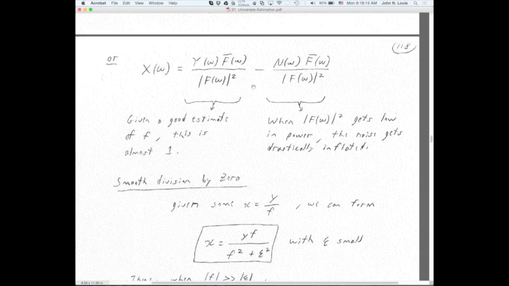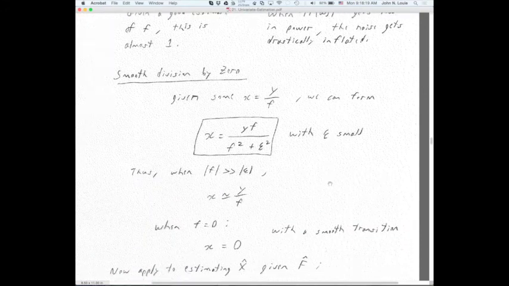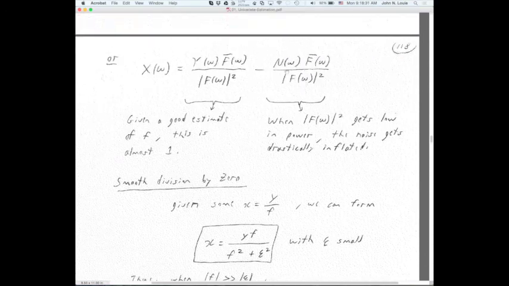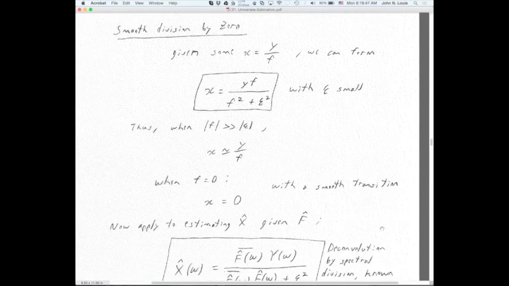Okay, so now let's think about what we want to do for the places where the power of f is zero, right? We can't even write this down. This is nonsense. So let's damp it and do what Claerbout calls smooth division by zero, and see what we can get. Okay.